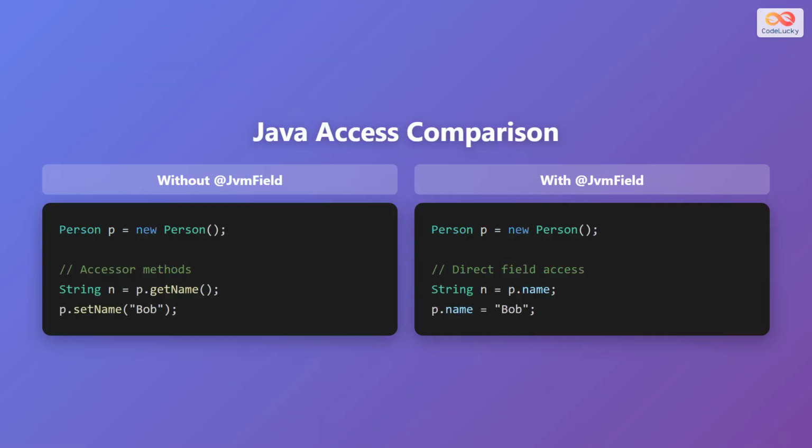Here's how the difference manifests in Java code. Without JvmField, accessing the name property requires using accessor methods. You call getName to retrieve the value and setName to modify it. With JvmField, you can access the property directly. Simply use p.name to read the value and p.name = to set it. This makes the code more concise and familiar to Java developers who are used to working with public fields.